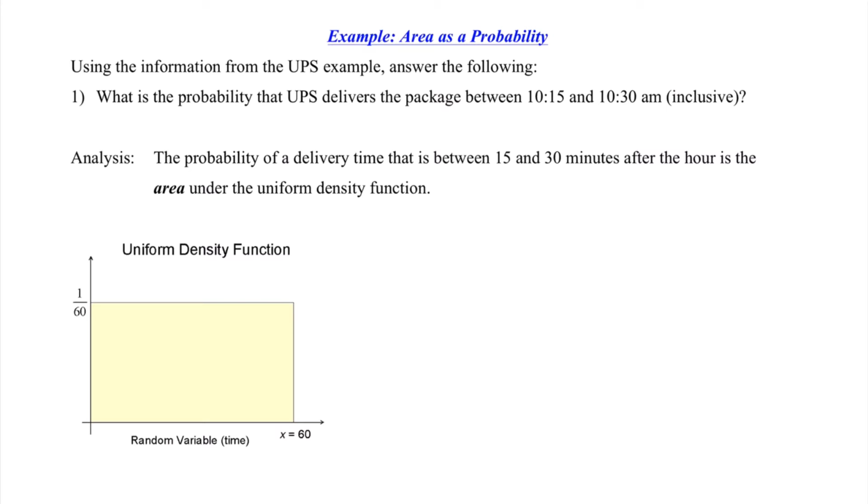What is the probability that UPS delivers the package between 10:15 and 10:30 inclusive? That is, we're trying to find the probability that our delivery time is between 15 and 30 minutes after the hour, and we know that's represented by the area under the graph. Well, in order to find the area under the graph, we first make this rectangle within our rectangle. Since our interval is between 15 and 30, those are the x values corresponding to our interval. We're trying to find the area between those two marks.